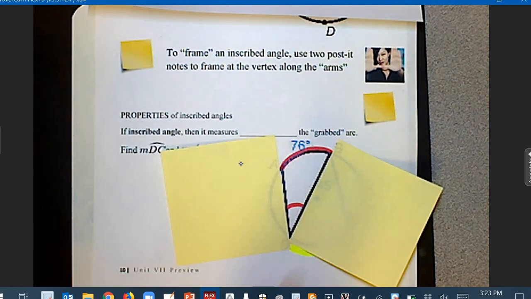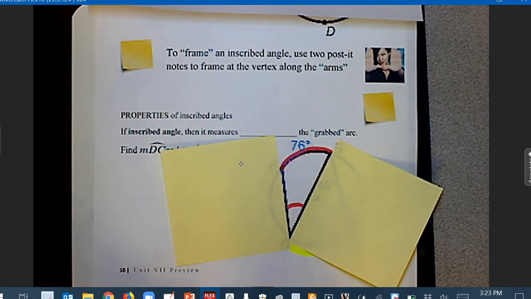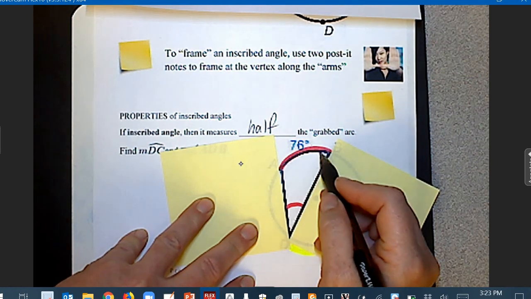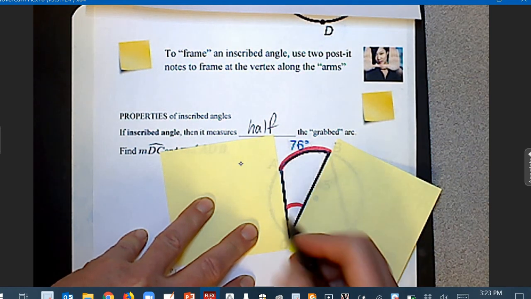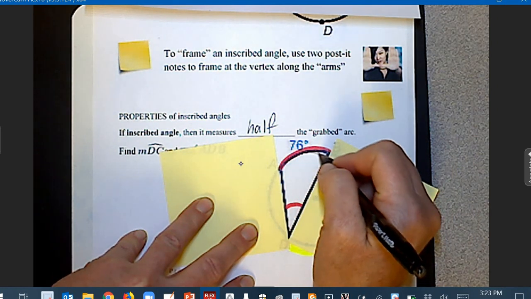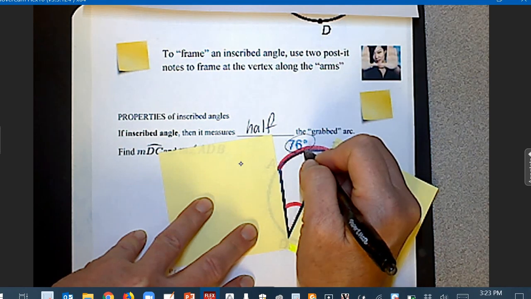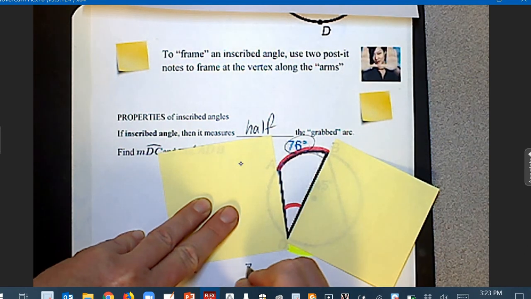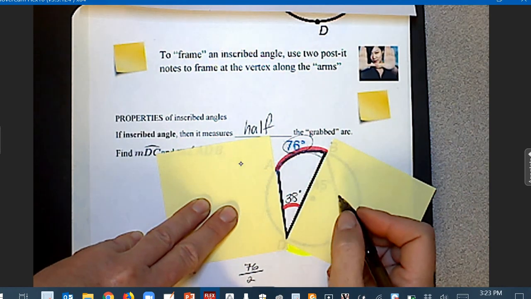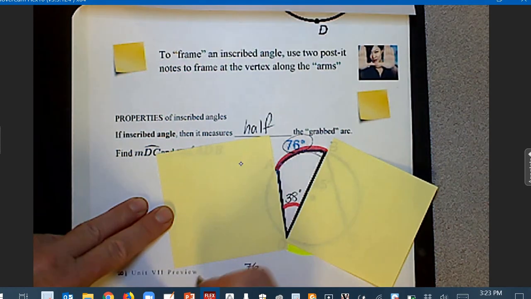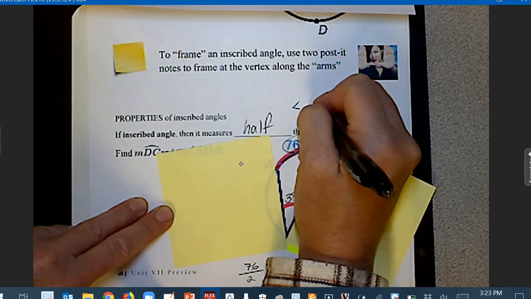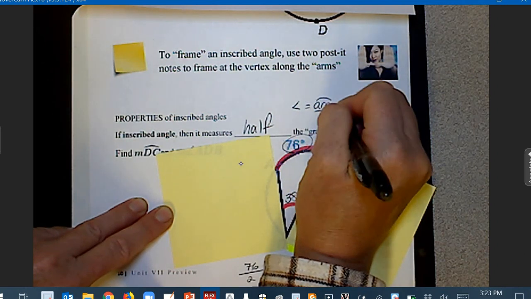And there's a very important property with inscribed angles. Inscribed angles are half the measure of the arc that they grab. So when you frame them, vertex on, arms are in, hands grab an arc. So if this is 76, the inscribed angle is 76 divided by 2, and that's 38 degrees. So a very simple property is that the angle for inscribed equals the arc over 2.